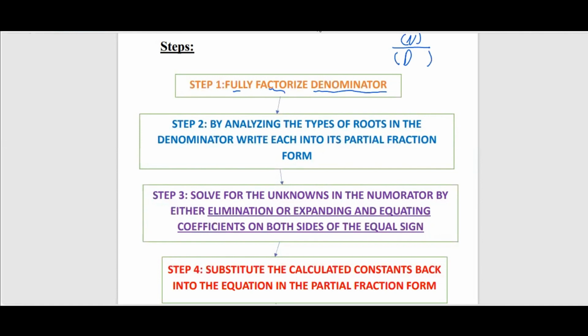Step one, you look at the denominator and ask yourself, is this fully factorized? Can this be factorized any further? If it cannot be factorized any further, leave it. That's the first thing you need to pay attention to.